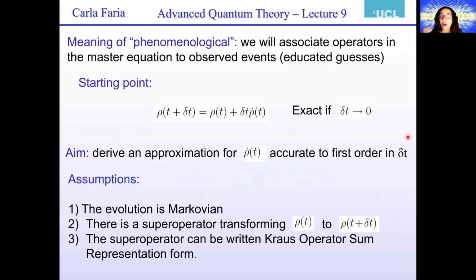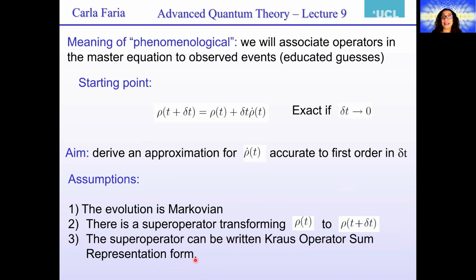And we're going to start, always when you derive something, even if it's something phenomenological, you have to start from a set of assumptions that are really clear cut in your mind, and you know how you're going to approach the problem. So first, you assume that the evolution is Markovian, so that this is valid in the first place. You assume that there is a superoperator transforming ρ(t) to ρ(t plus delta t). And this third one is a tough one, but in many, many cases this holds. Remember from what we have seen in the previous lecture that many times we can write superoperators in the Kraus operator sum representation form.